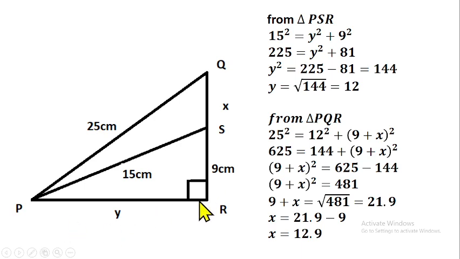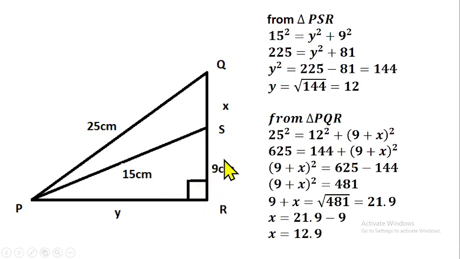The question is, where is the hypotenuse side for that right angle triangle PSR? Let me give you 2 seconds to figure it out. Where is the hypotenuse side for this triangle PSR? So it is side PS. Side PS is the hypotenuse side because it is facing this right angle here.